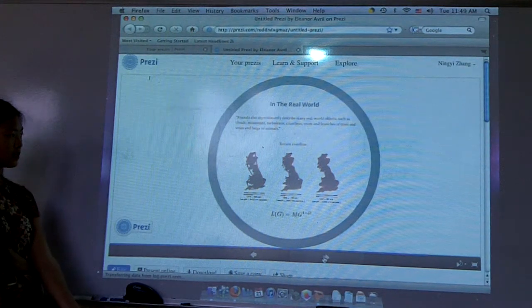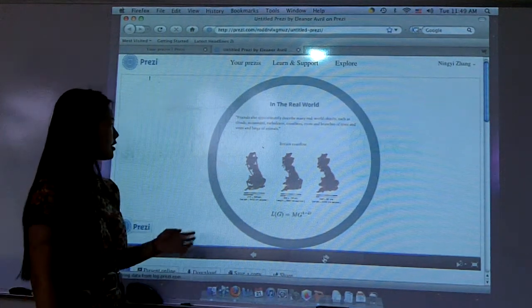So another example for fractal dimension is the breathing coastline.